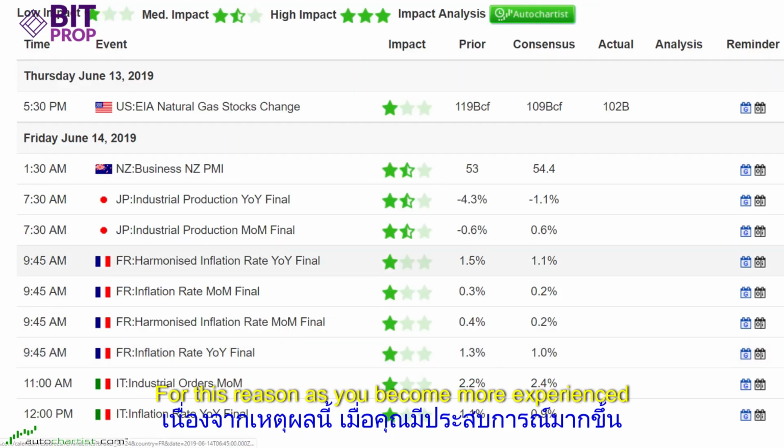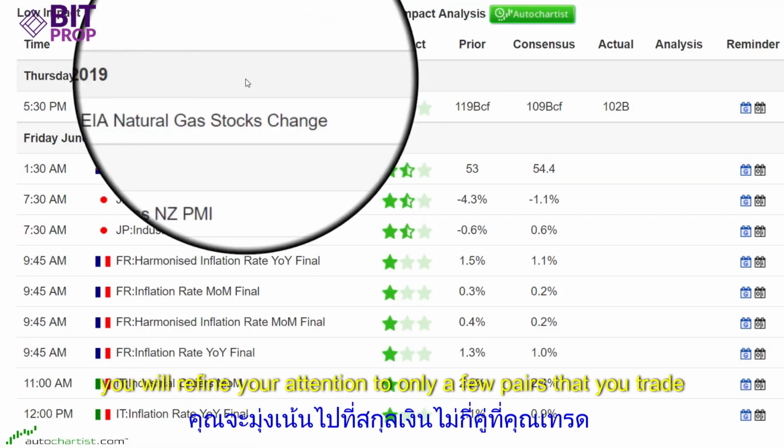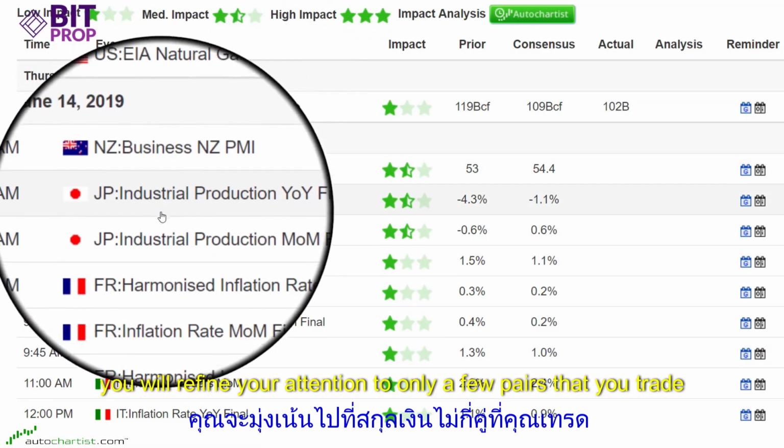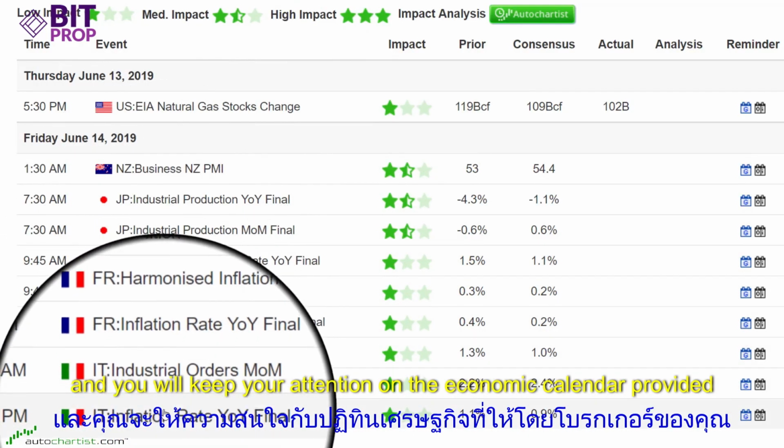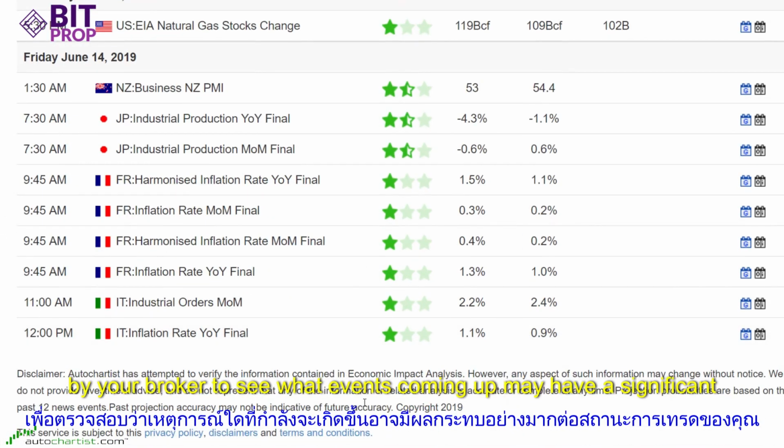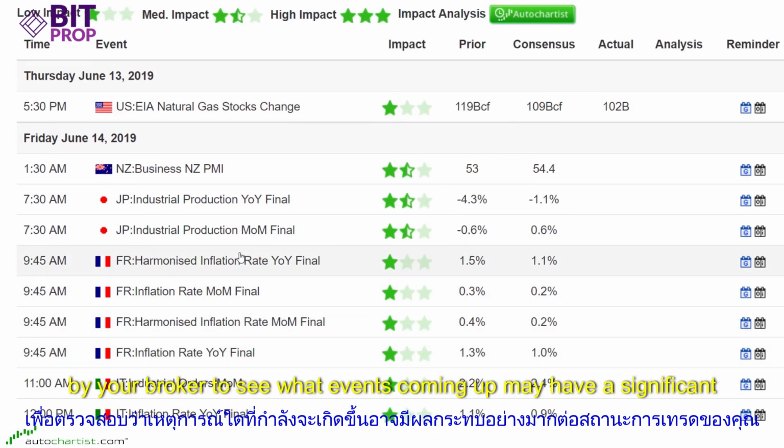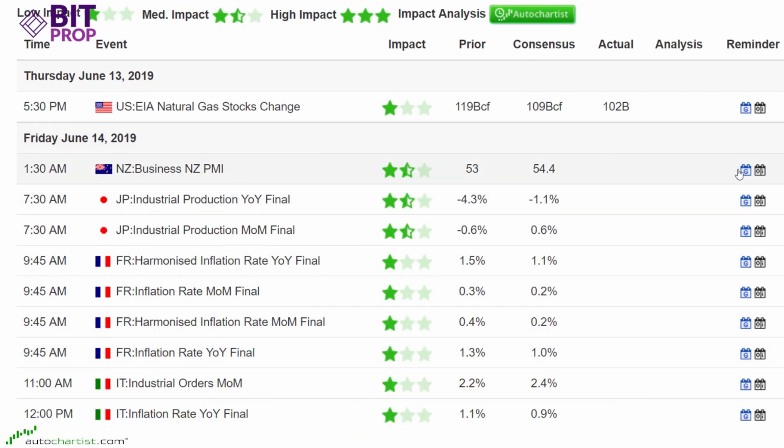For this reason, as you become more experienced, you will refine your attention to only a few pairs that you trade, and you will keep your attention on the economic calendar provided by your broker to see what events coming up may have a significant impact on your trading position.